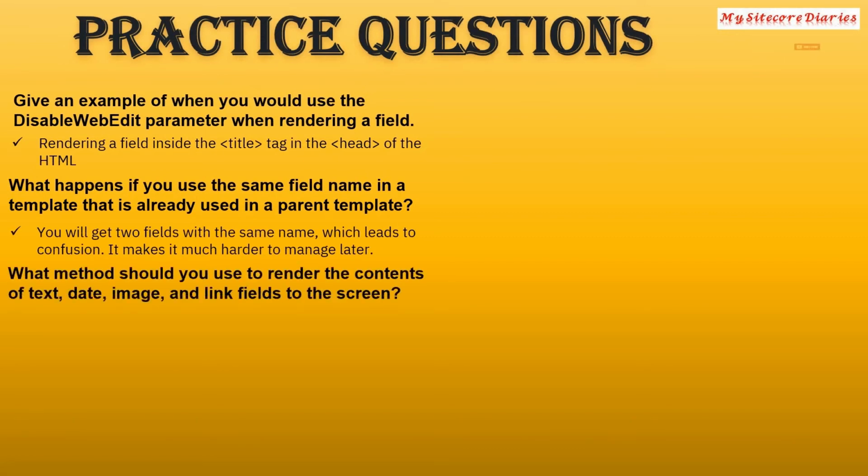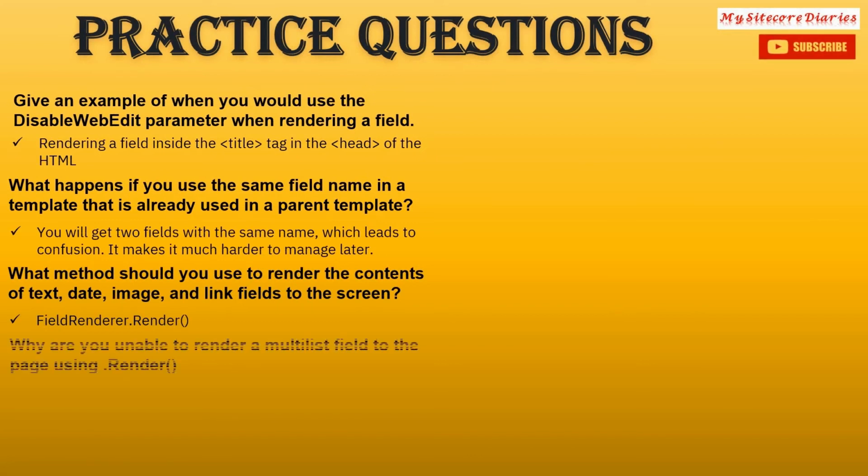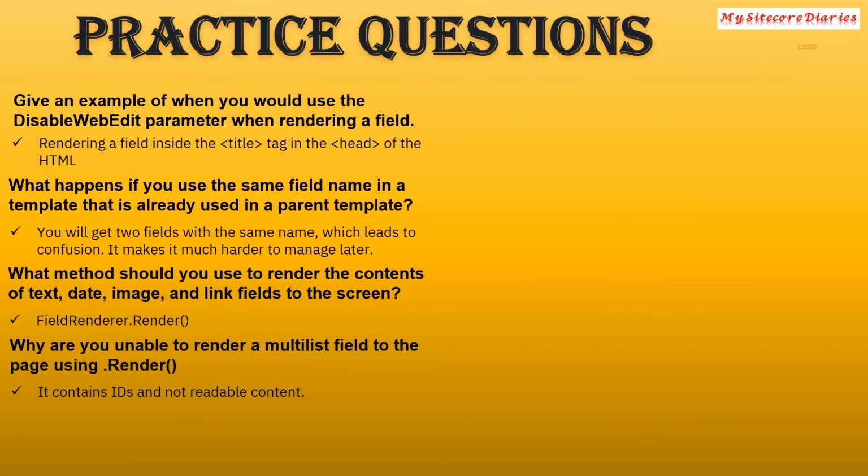What method should you use to render the content of a text, date, image, or link field to the screen? So it is basically a complex field. If you want to render that, then you have to use FieldRenderer.Render. Why are you unable to render a multilist field to the page using Render? It contains IDs, not readable content. Okay, so these are different versions of a question. If you see the other questions also, it is almost the same. So these are different versions of the same questions.